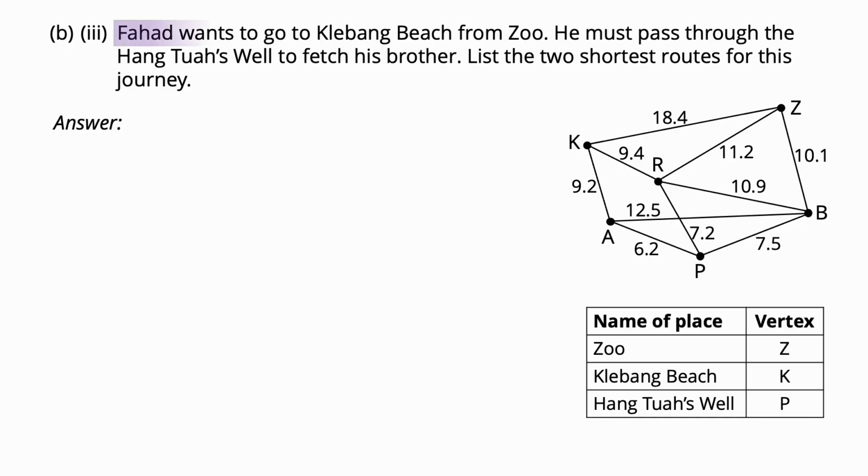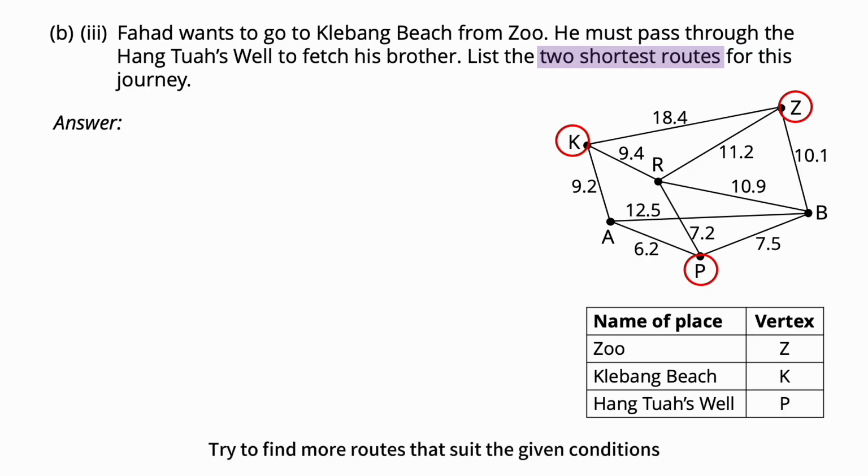B3. Fahad wants to go to Klebang Beach from Zoo. K represents the Klebang Beach and Z represents the zoo. He must pass through Hang Tua as well to fetch his brother. P represents Hang Tua. List the 2 shortest routes for this journey. Try to find more routes that suit the given conditions.